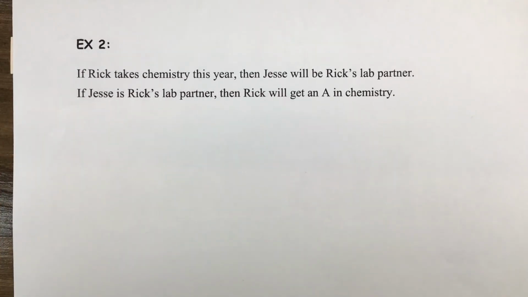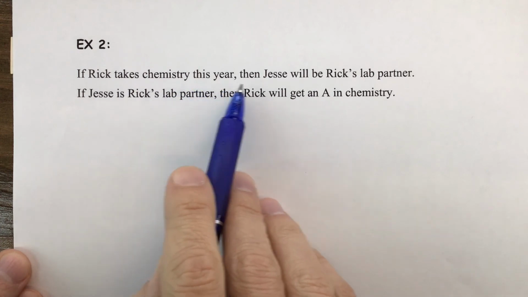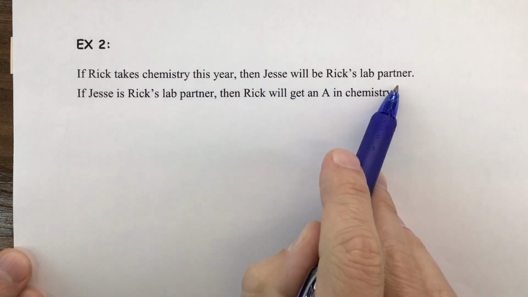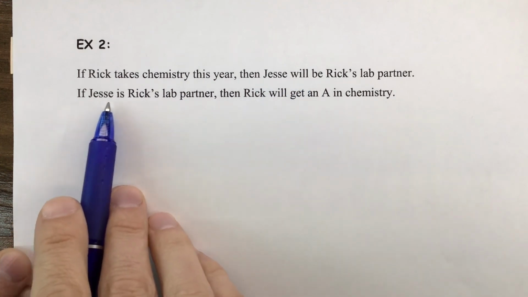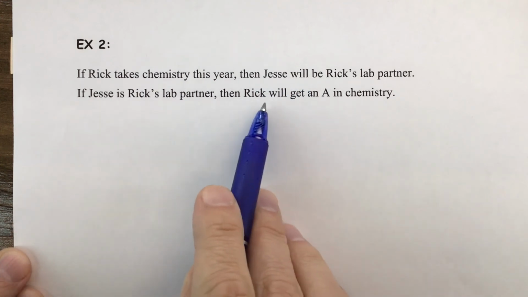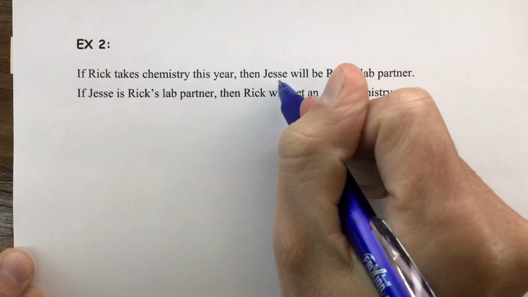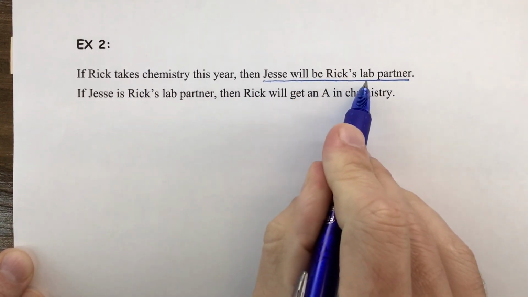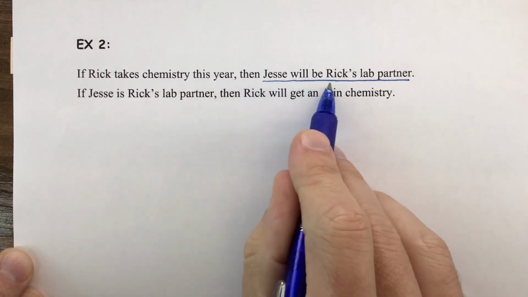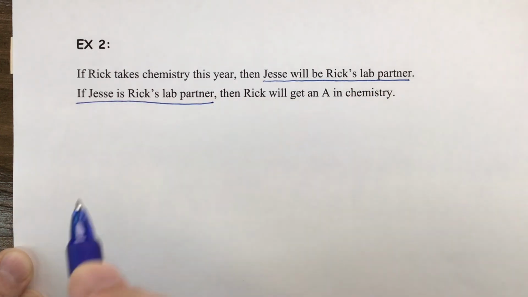All right, let's go ahead and try this in the context of a problem. We've got two conditional statements here. If Rick takes chemistry this year, then Jesse will be Rick's lab partner. Okay, Rick takes chemistry, he's going to be working with Jesse. If Jesse is Rick's lab partner, then Rick will get an A in chemistry. Okay, so what you want to notice here is that the conclusion part from the first statement, Jesse will be Rick's lab partner, is the same as the hypothesis in the next one.